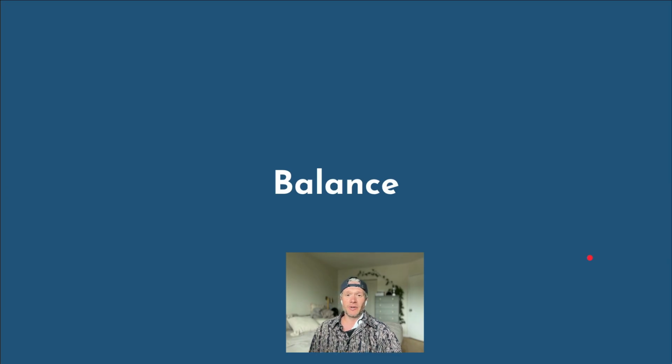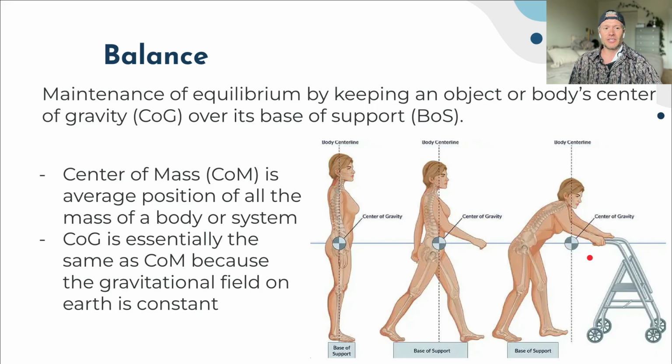Okay, so balance. We all have a pretty good idea what that is. We use the term fairly regularly when we're describing movement and motion, but let's look at it specifically. What is it by definition? Well, it's the maintenance of equilibrium of an object or a body, but we essentially have the center of gravity. For most, we can also kind of interchange that with center of mass. And we can say that has to stay somewhere over top of the base of support of the object or body that we're speaking of.